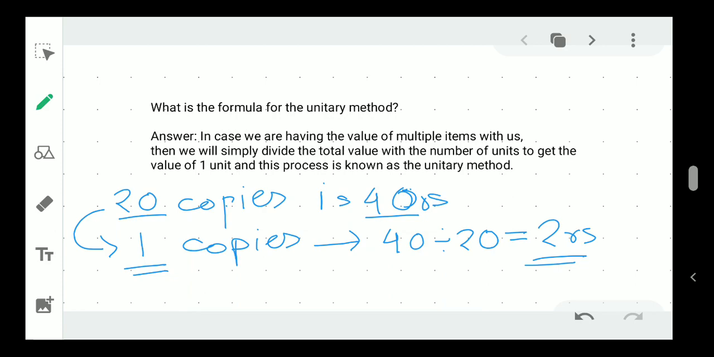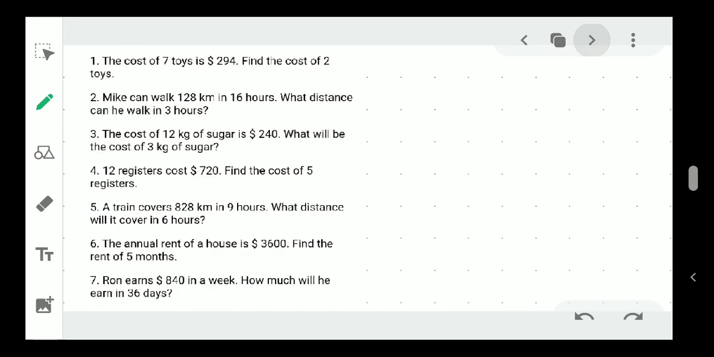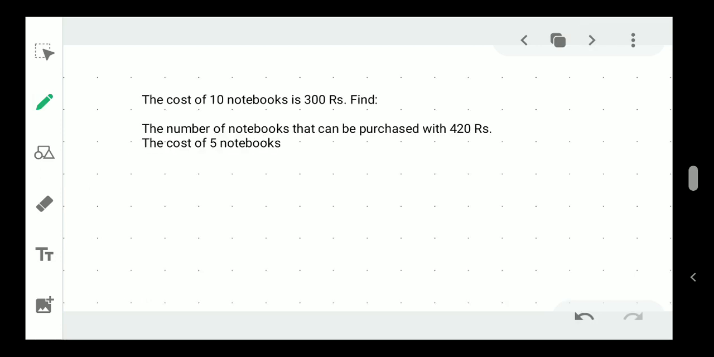So today we are going to learn this technique with some easy problems, and in the next class we will learn slightly more complicated problems. One more time, to find the value for one, we must divide the total quantity by the given number of units. Okay, fine. So we will be solving some of these questions, but before that let us see this one.